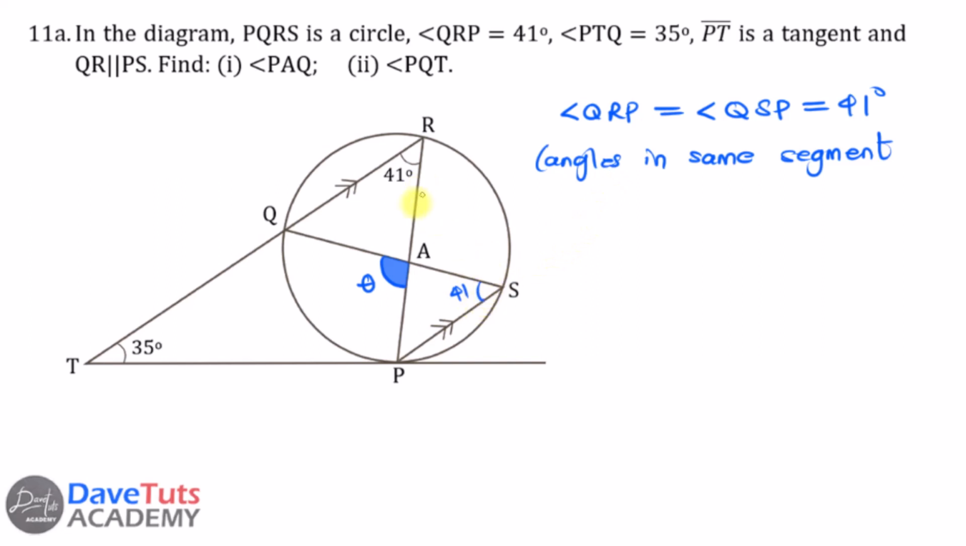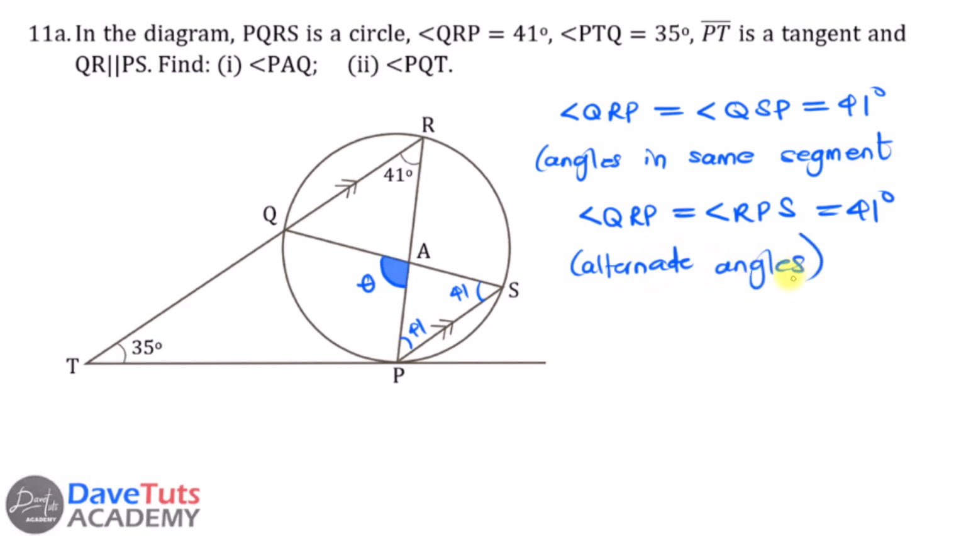And then apart from that, if I look at this QRP also and RPS, this angle here, they are also going to be equal. It's 41 because they are alternate angles. So I can say angle QRP is also equal to angle RPS, this one here, and that is also 41 degrees. Why am I saying that? It's because they are alternate angles. So I'm doing another method of solving it, but eventually we'll still arrive at 82 as the same answer.